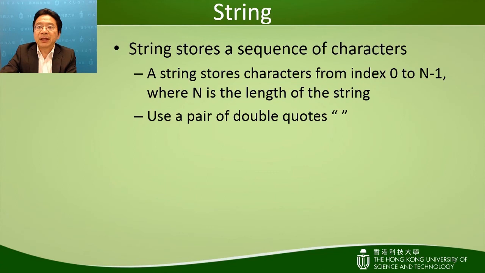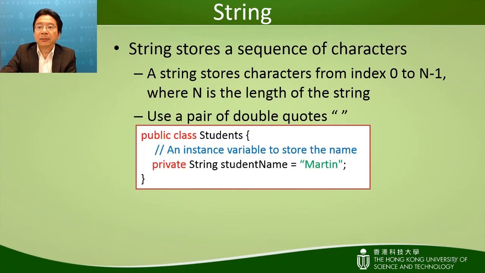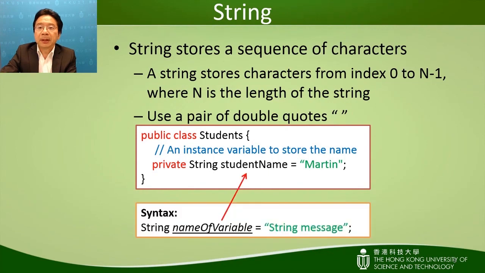As we have seen many times before, the easiest way to specify a string is by using a pair of double quotes. In this example, if we are defining a class of students, one of the instance variables could be the name of a student of String type, and the declaration here assigns the literal string Martin to the string variable studentName. Here shows the syntax for declaring and initializing a string variable in general.